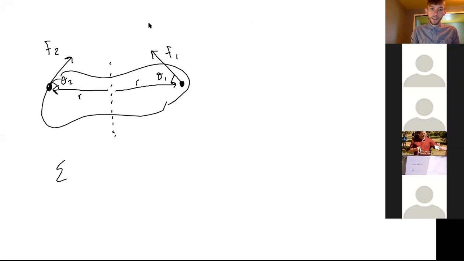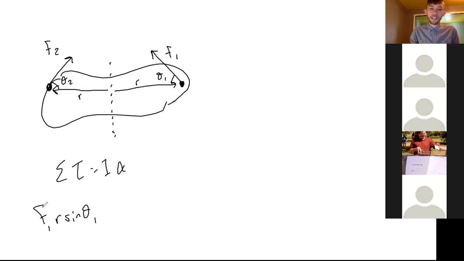the sum of the torques equals I alpha. So let's say that maybe I wanted to figure out what the angular acceleration of this thing is going to be. Well, I just have to write torque expressions. So torque 1 due to this force is going to be F1 R sine of theta 1, right? That would be the size of the cross product of R and F1.